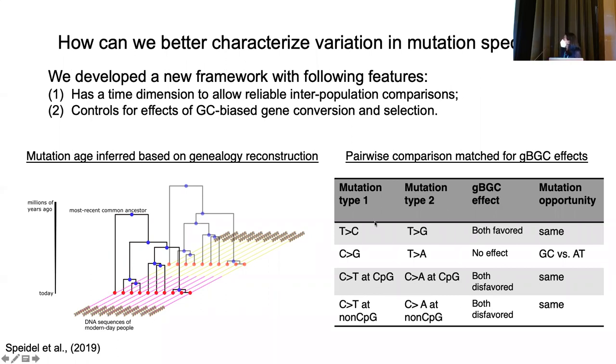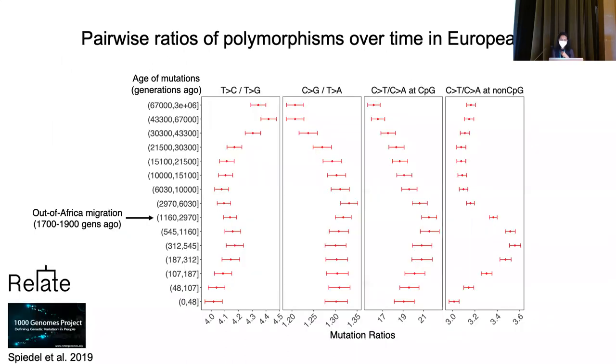And then in order to control for biased gene conversion, what we did is we looked at pairs of mutations that are similarly impacted by biased gene conversion. So mutations such as T2C and T2G, which are both favored by biased gene conversion, or mutations such as C2G to T2A, which neither is affected by biased gene conversion. To control for selection, we removed all the conserved regions and coding regions, and then compared the ratios across populations. And so instead of comparing proportions of mutations, we instead compare ratios of mutations.